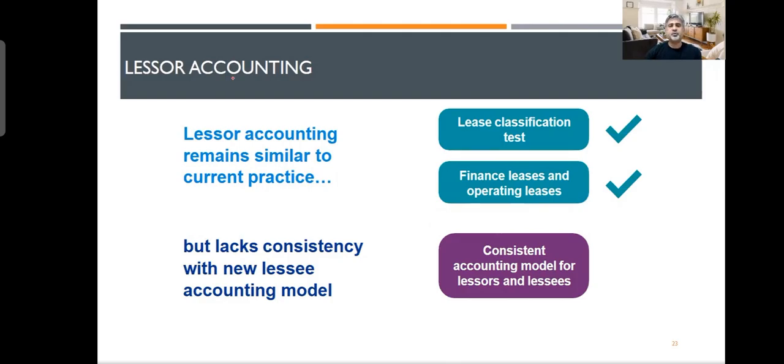So if we come to lessor accounting, it will be done the same way as it is done under the current IAS 17 or the previous IAS 17. You do the lease classification test, finance lease and operating lease, and nothing changes. Because for the lessor, it's not an issue. Because the lessor is giving away the asset. If it is an operating lease, he receives the rent. If it is a finance lease, he has sold the asset, and the asset he will remove from his books.